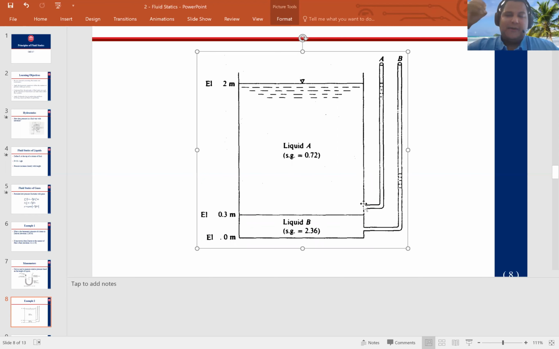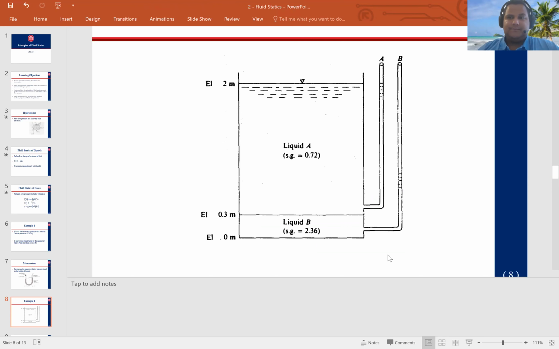And so my question would be, if these manometers were drawn better such that they were at the bottom of those two liquids, what would be the height of the fluid in manometer B? So keeping, the liquid B's from 0 to 0.3 meters, and liquid A is from 0.3 meters to 2 meters. Liquid A has a specific gravity of 0.72. Liquid B has a specific gravity of 2.36.